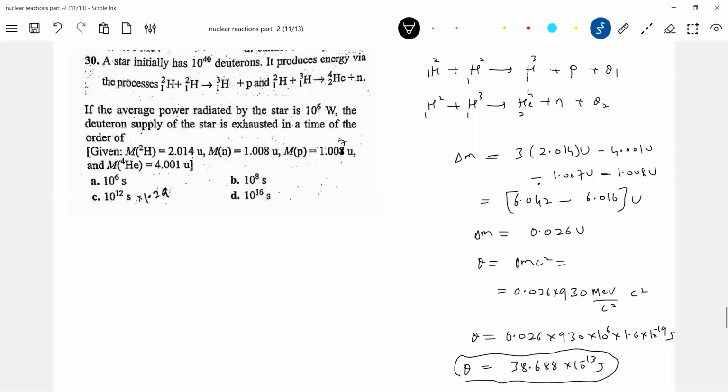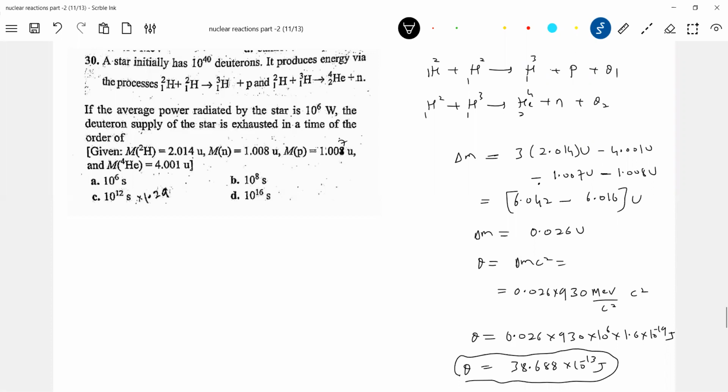Per reaction, 3 deuterons, and there are 10 to the power of 40 deuterons. So how many reactions should take place here? How many reactions per second? So in 1 second, how many reactions? Per reaction, 3 deuterons. Then for 10 to the power of 6 reactions to occur, what is the time taken? You calculate. From that, we'll get the number of deuterons to be exhausted.